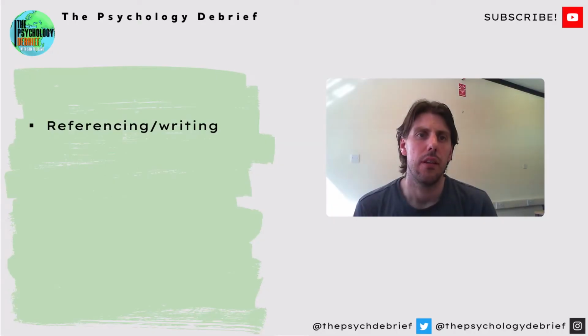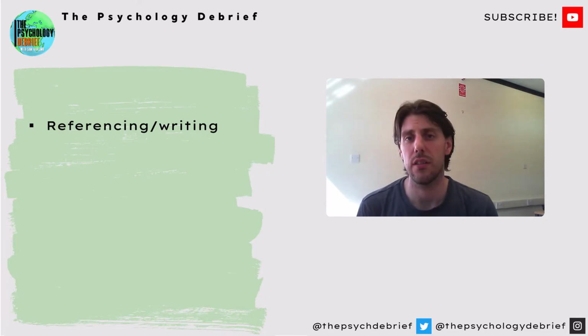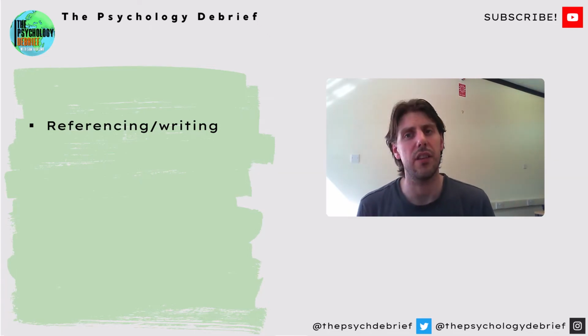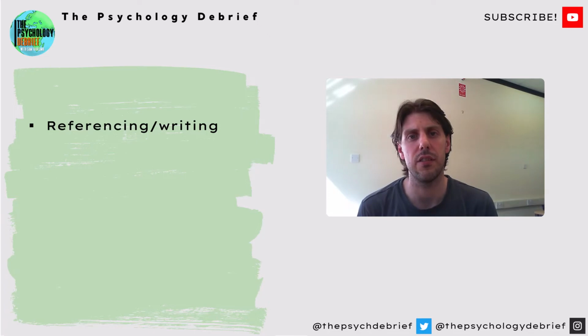Now hold on. This may seem like a super obvious one, but a common mistake markers noted was the number of mistakes in referencing and writing that they see in student essays. It's important to note, before we go further on with this issue, that sometimes there might be understandable disability or dyslexia reasons for these mistakes.